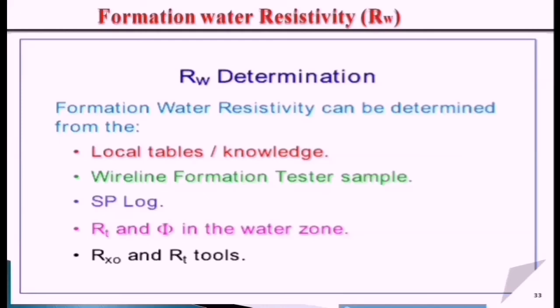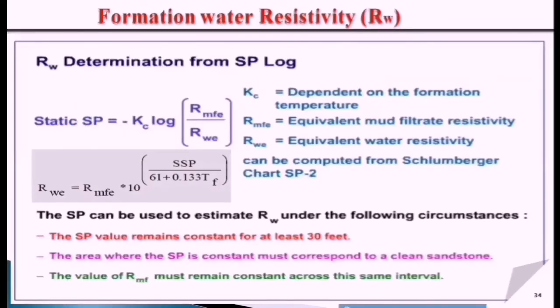SP log is one source we can use to determine the RW. RT and phi in the water zone. If we have a 100% water zone, we can use the deep resistivity to identify the RW, because the RW in the pure water zone is equal to the RT times phi squared, or phi over M. RXO and RT tools. Also, we will see this example in the coming slide. From the shallow resistivity tool and the deep resistivity tool, we will be able to identify the RW. So this is one method, the SP log.